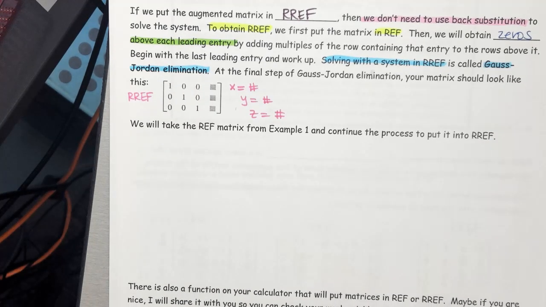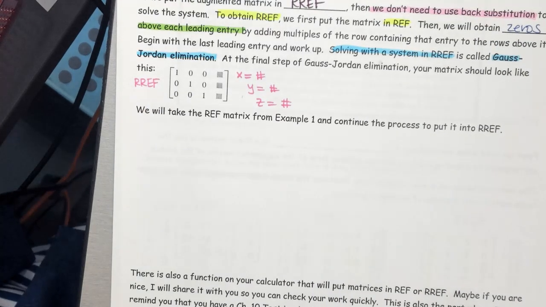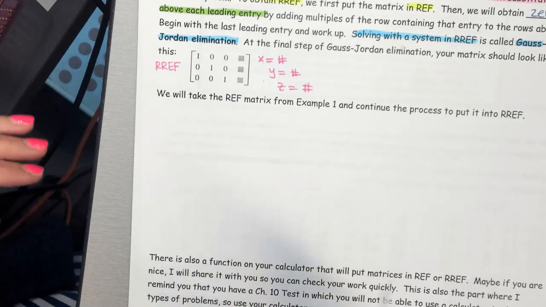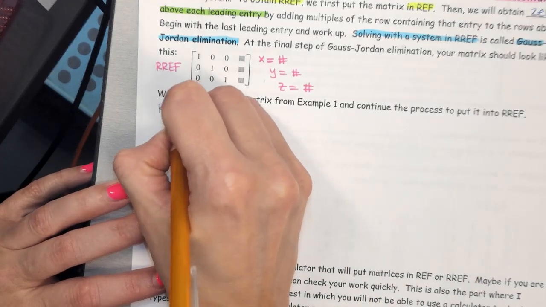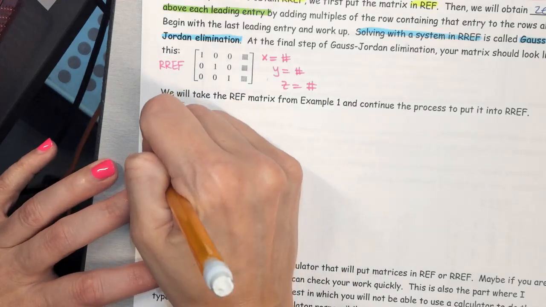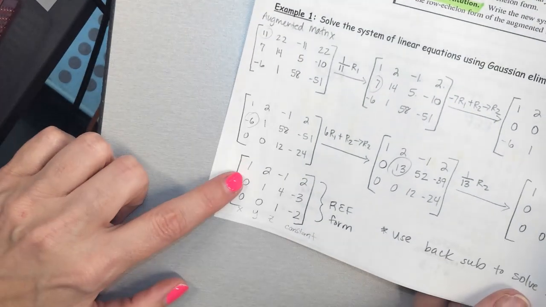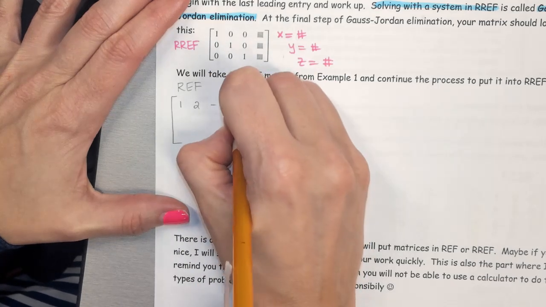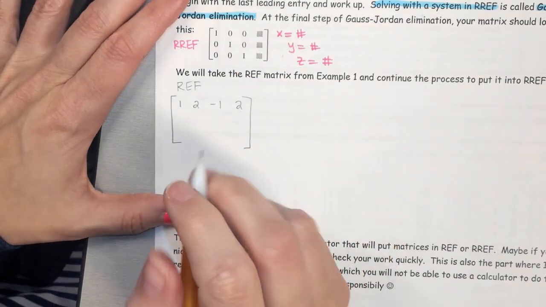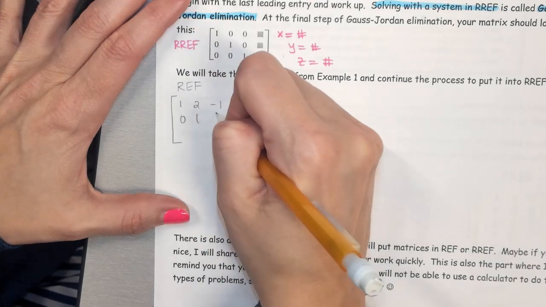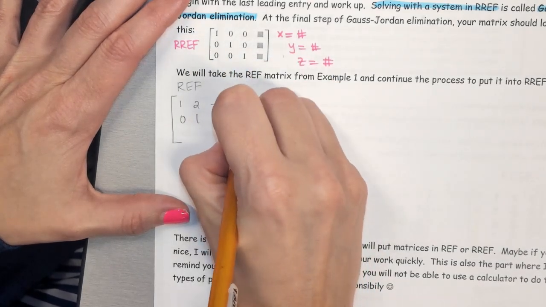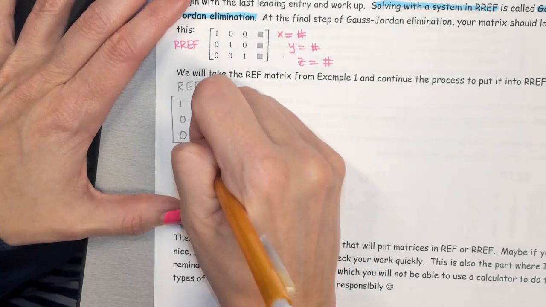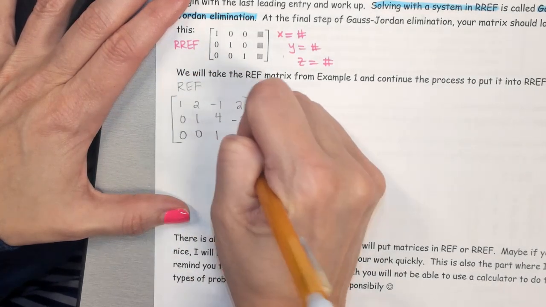It'll already be solved. So what we're going to do is take where we left off in example 1, that REF matrix, and keep going to put it in RREF. The first row is 1, 2, negative 1, 2. The second row that we had was 0, 1, 4, negative 3. And the third row was 0, 0, 1, negative 2.